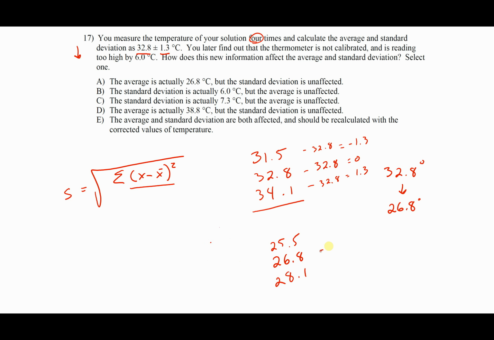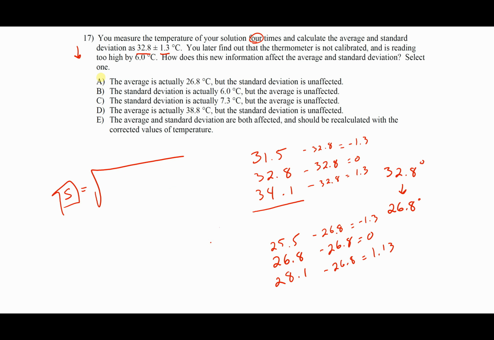So the average is 26.8. When we do this term here, it'd be 0. And then we subtract 26.8 here, it'll be minus 1.3. And when we subtract 26.8 here, it'll be 1.3, which means this term doesn't change either. So if the numerator and denominator do not change, S does not change. S, your standard deviation, is unaffected. You can prove this yourself just by a quick little mathematical inspection.